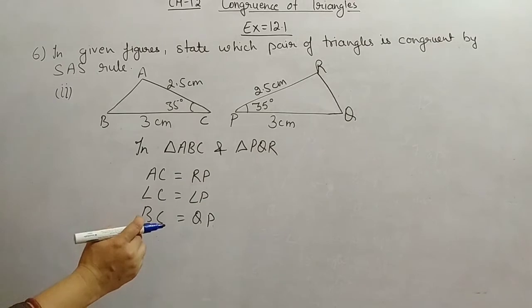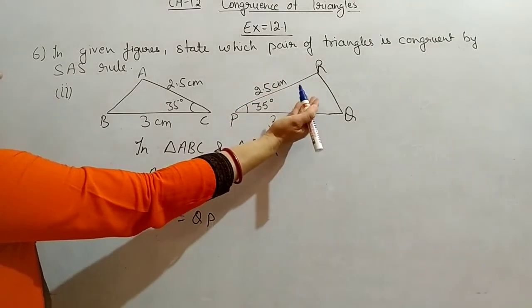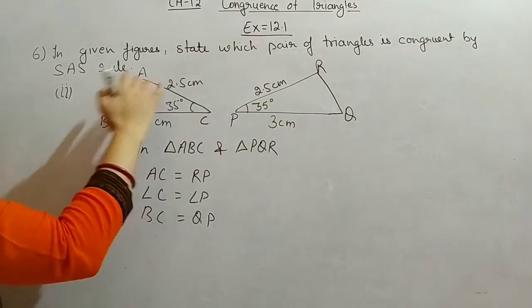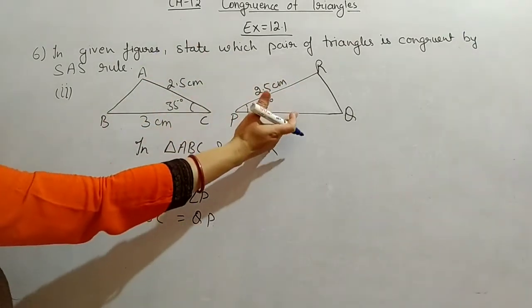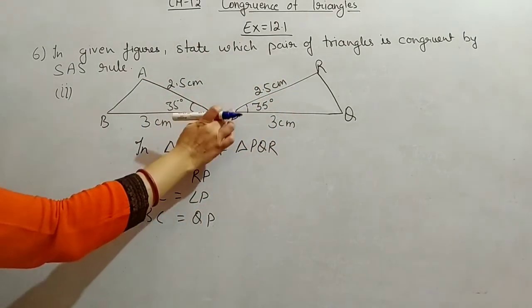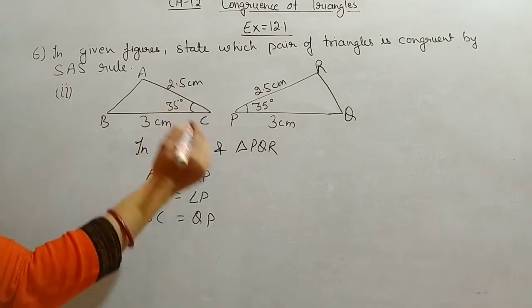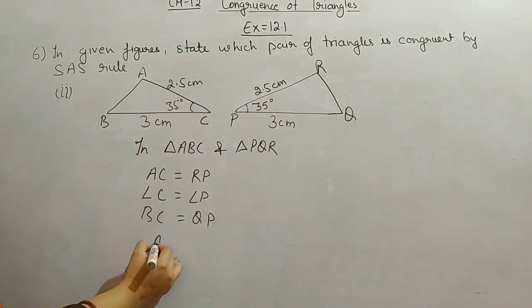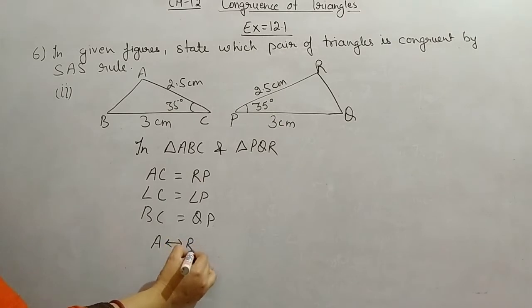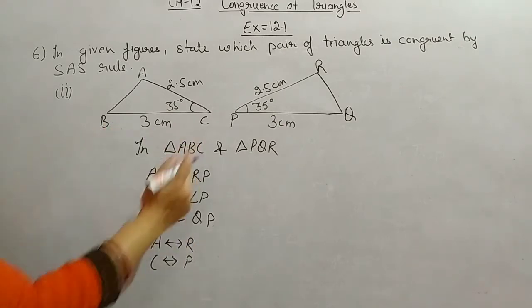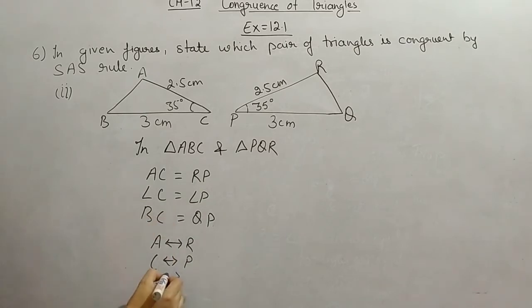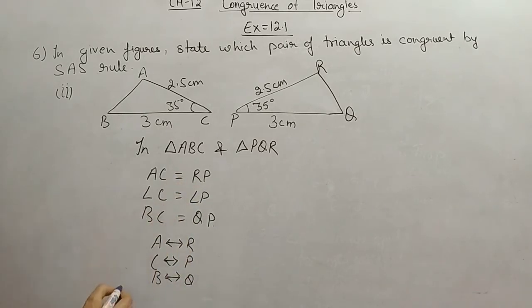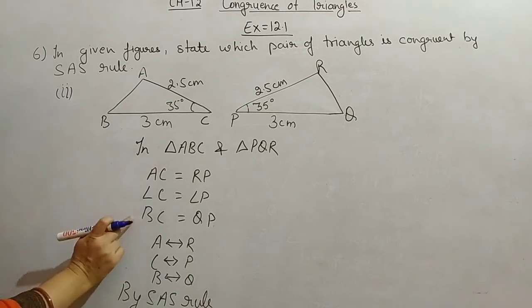So, which are the corresponding points here? If you take this triangle, flip and keep here, this line should overlap this line, P should overlap here. So, corresponding points are here A to R, C to P, and third point B to Q. Now we can write here by SAS rule. SAS means side, angle, side.